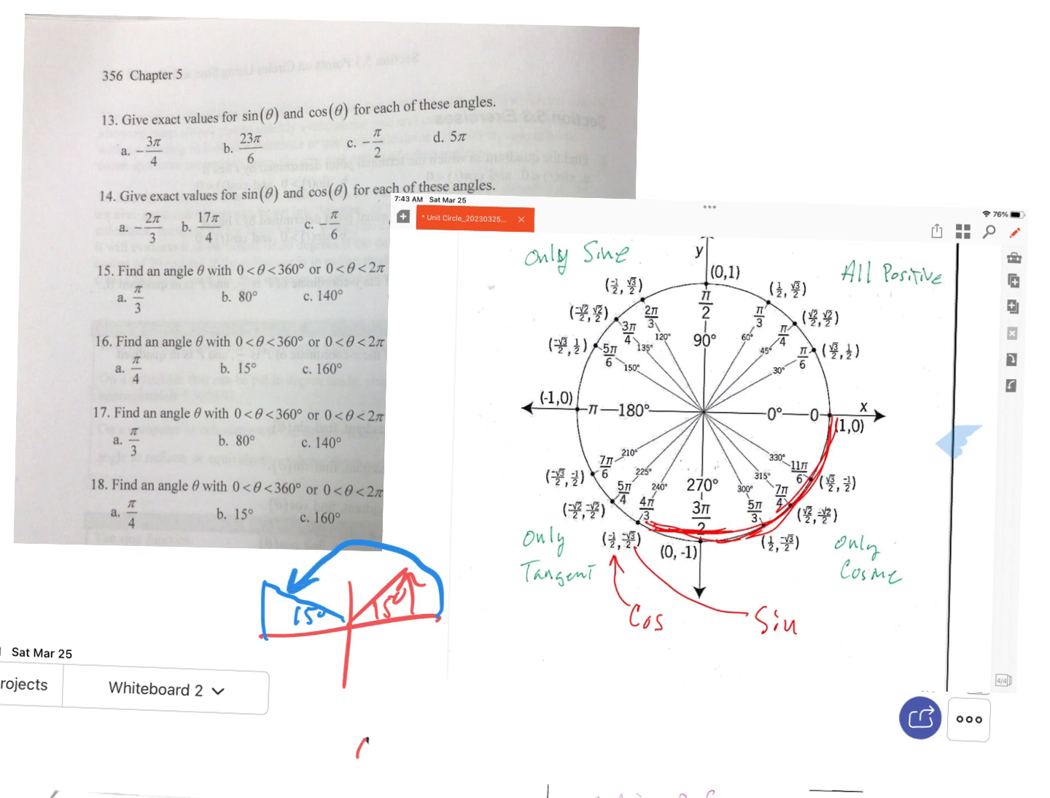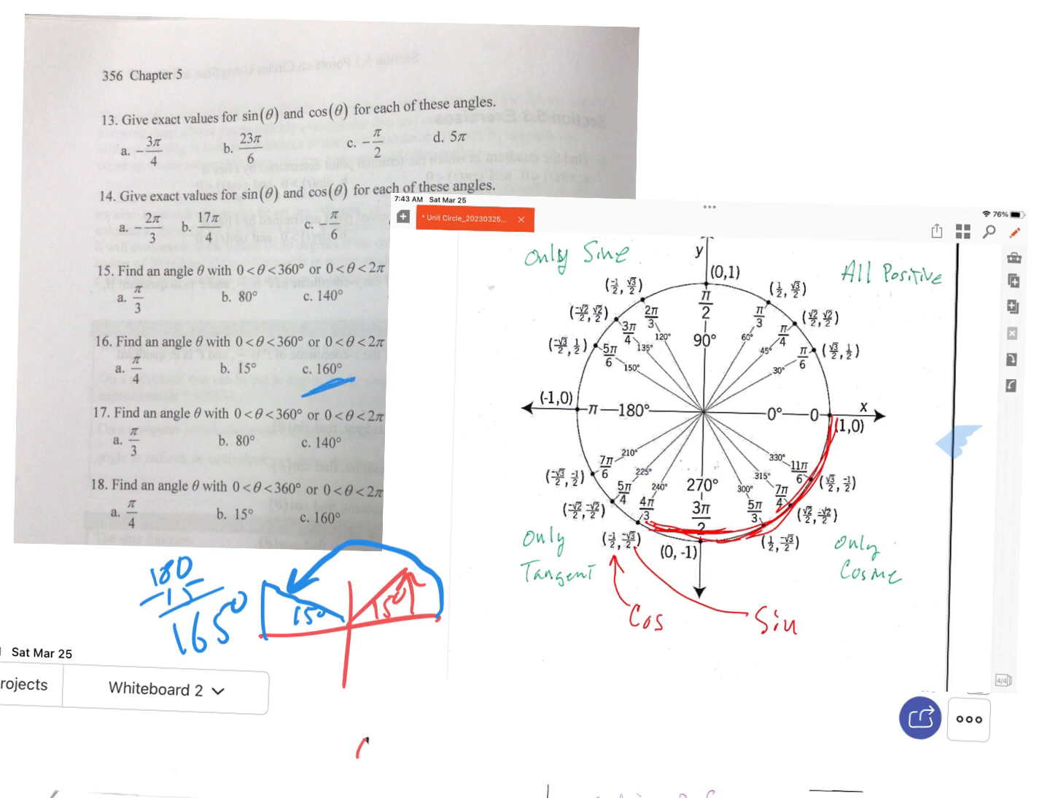So what we're looking for is that angle there. What's 180 minus 15? That's 165, which has the exact same sine value. Instead of guessing and checking on your calculator, use what you know, or should know, about reference angles, okay?